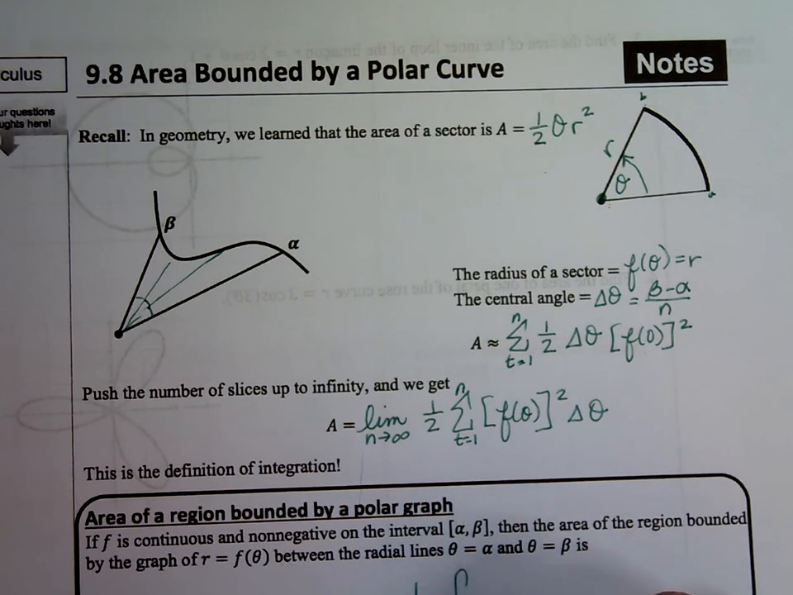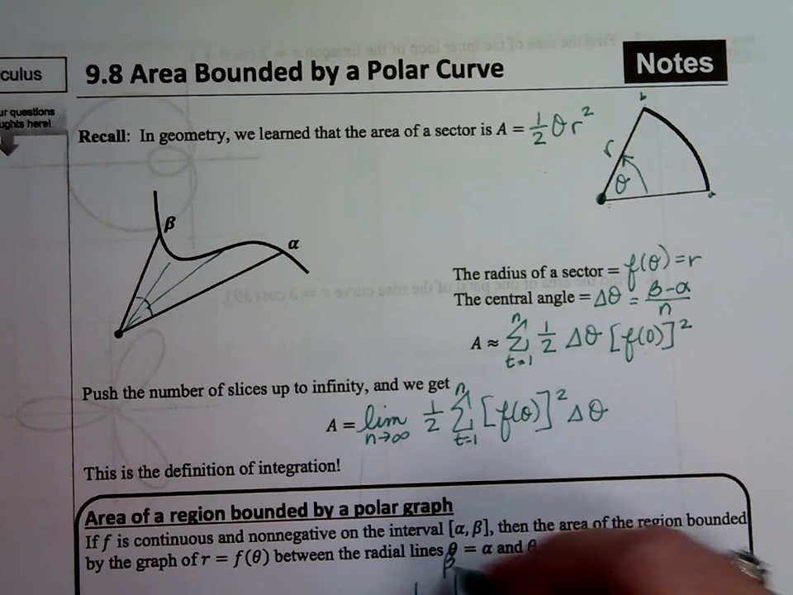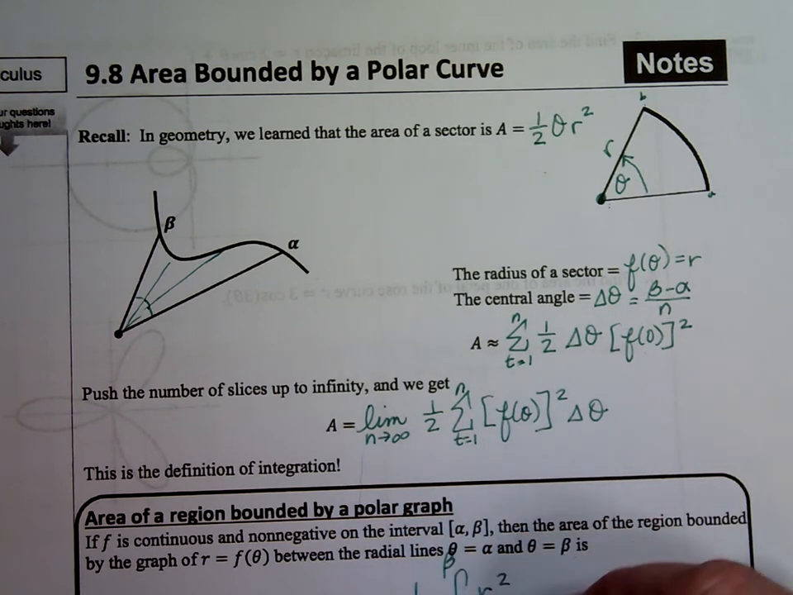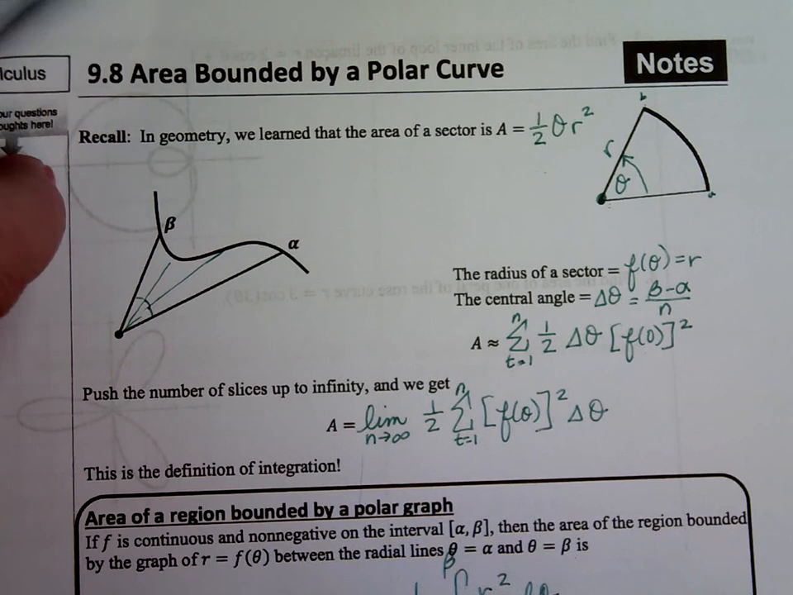1/2. This is the formula we're going to be using. Alpha to beta, these are angles. R squared d theta. And that's what we're going to have. That's the formula we're going to use for all of these. Let me show you how it works.